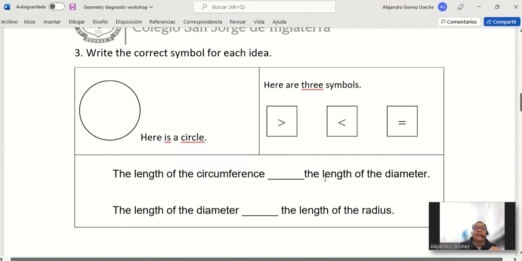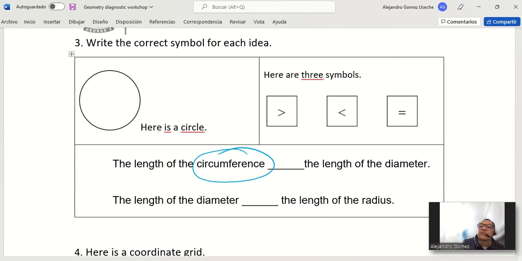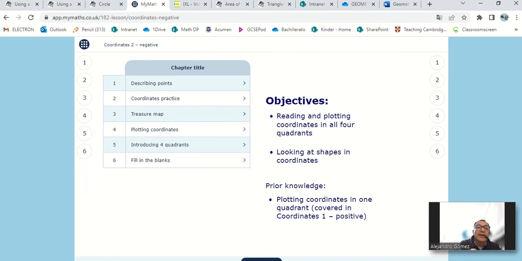Over here we have this exercise 3, and it says, what about a circle? What are the parts of a circle? Which is the circumference? What is diameter? And what is radius? Keeping that in mind, we are going to say which is greater than or less than the other, I mean, the measurement of each. So let's go and find it out.